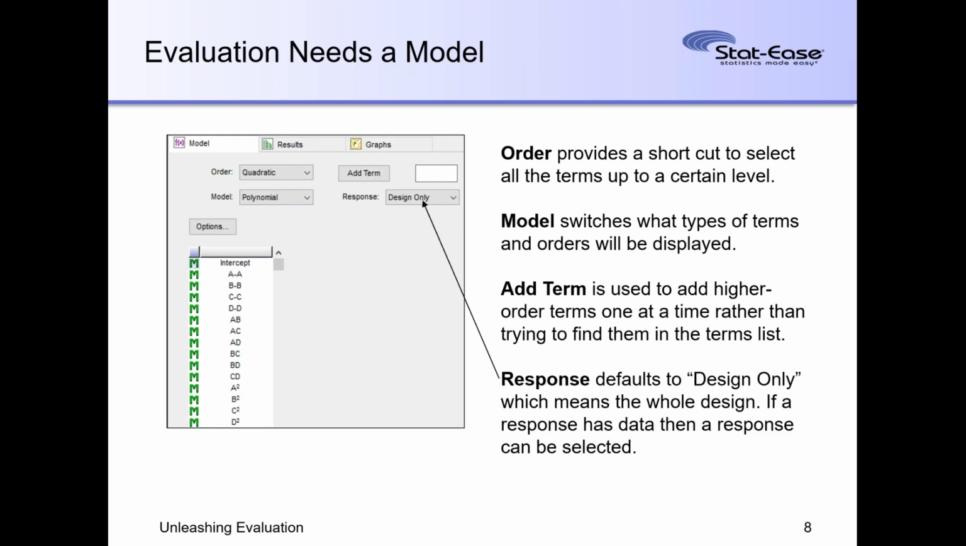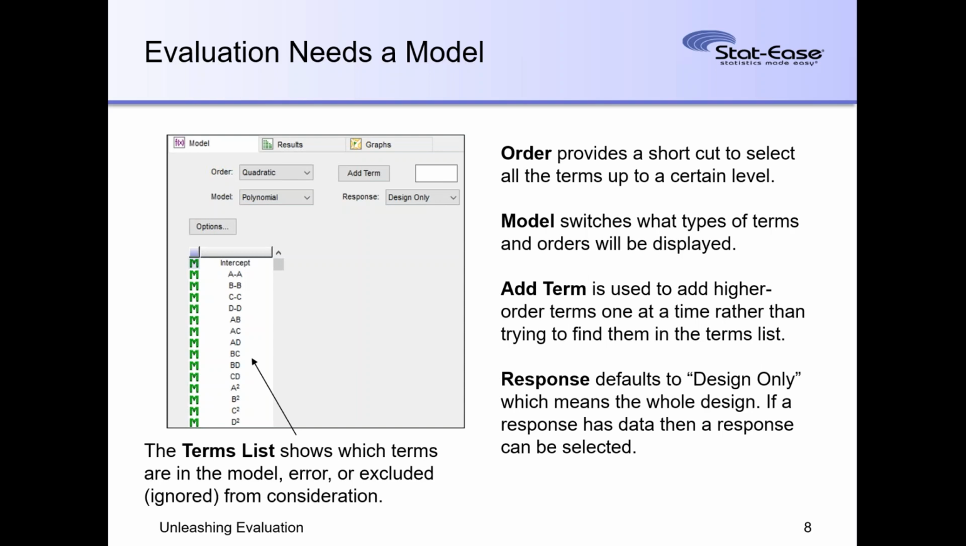The response defaults to the design only, which treats the evaluation as though all of the runs are completed and will be in the final data set. If a response has data, then an individual response can be selected, and we use this to evaluate what happens when there's missing data in a particular response. How does it impact the evaluation?